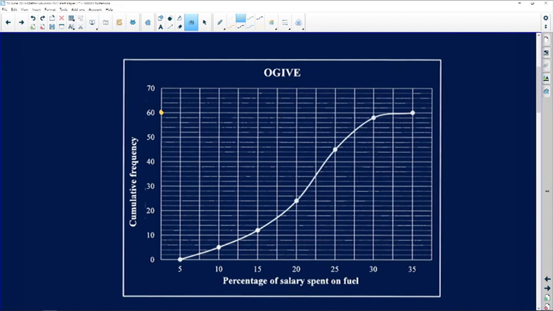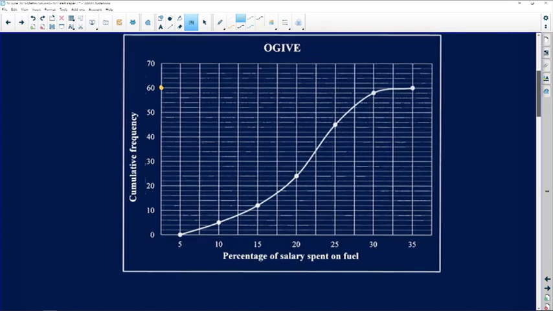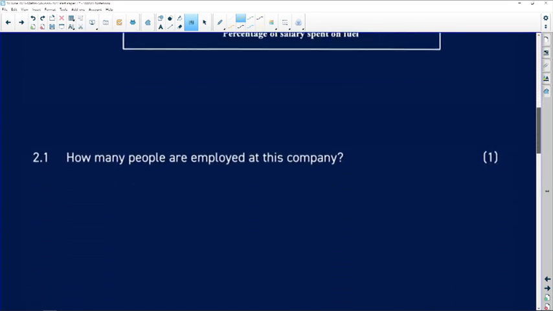That means all the people that were surveyed, we kept on adding people between people who spent 5 and 10%. We had a certain number, and then we looked at people that have spent between 10 and 15%. We got a number, and then we looked at people that have spent between 15 and 20% of their salary on fuel. We kept on adding and adding. After we've added all the people, we ended up with the highest cumulative value of 60. So it's safe to say the number of people employed in this company is 60 in total. Okay, so 60 people are employed here.